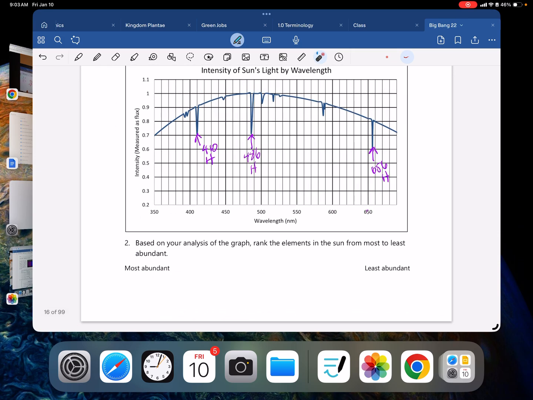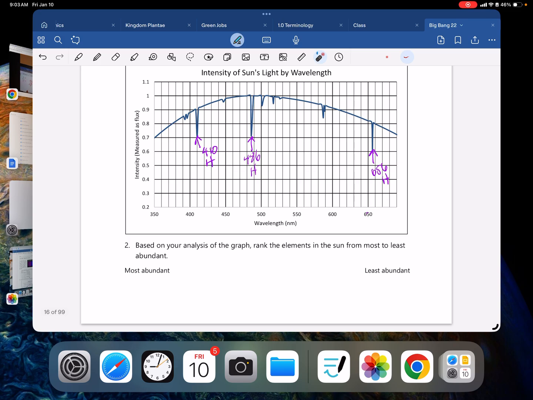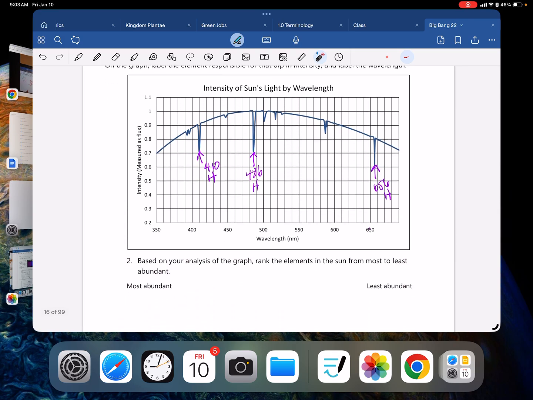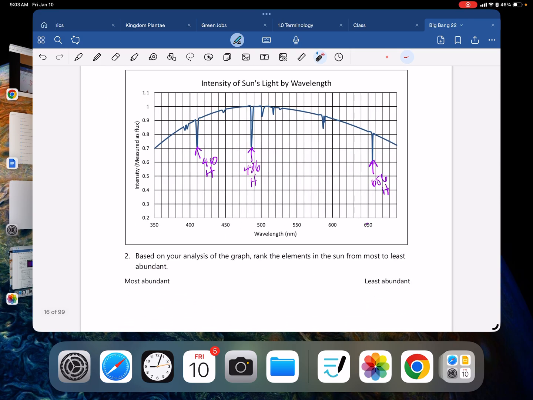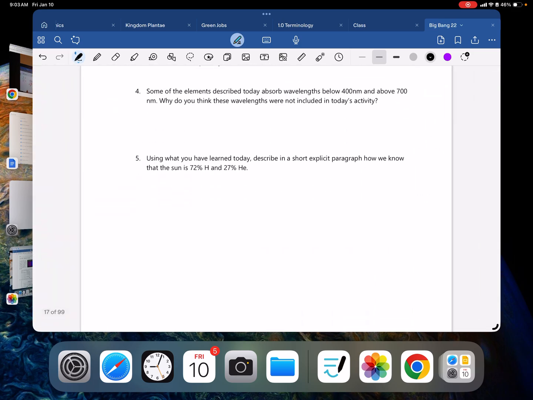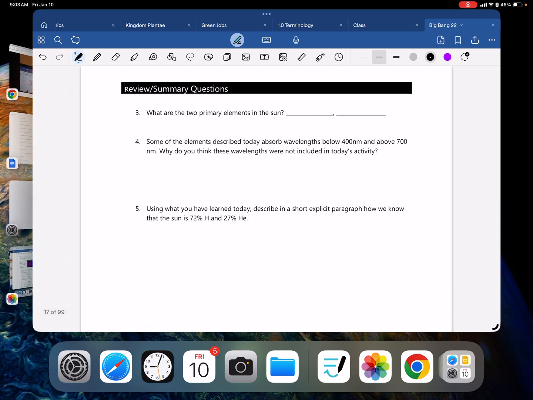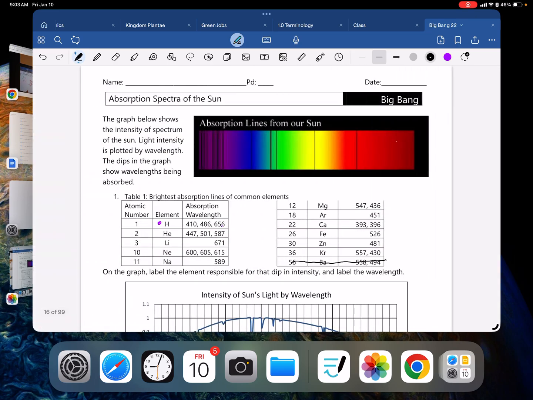Then what you're going to be doing is, based on your analysis, you're going to rank the elements. Which ones did you find? Which is the most abundant? We could probably say with certainty already, based on just doing the first one, that hydrogen is going to be our most abundant, and then you would just keep going from there. On the back side are just some questions for you to answer based on what you did here.